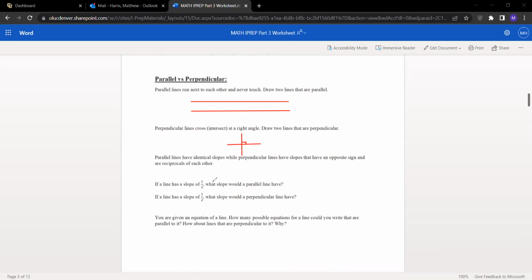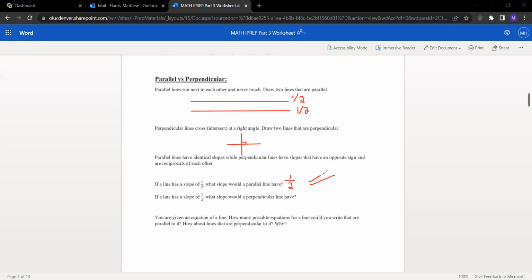So if one line has a slope of 1/2, let's say this line has a slope of 1/2. Does the line next to it have the same slope or a different slope? Let's say it's the same, right? Every time this one goes over and up, the other line does the same because they are parallel to each other. So if our line has a slope of 1/2, a parallel line would have a slope of 1/2. So if a line has a slope of 1/2, what slope would a perpendicular line have?